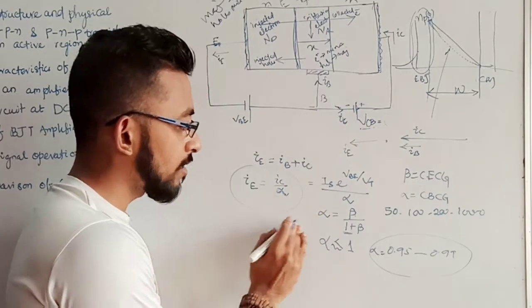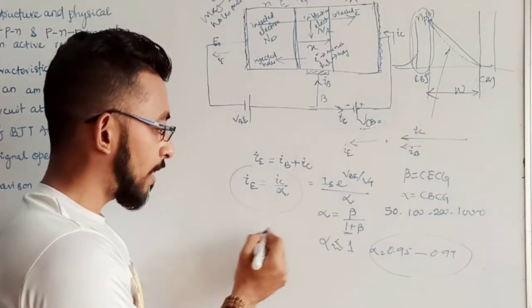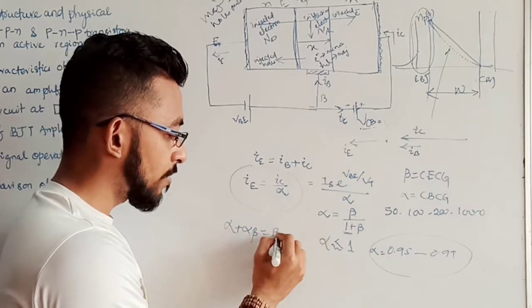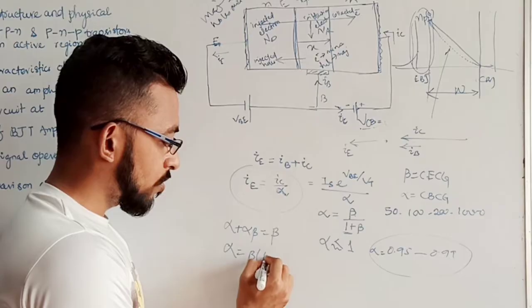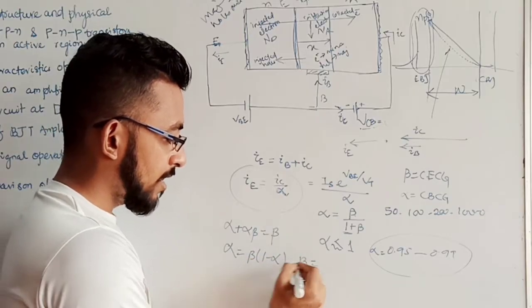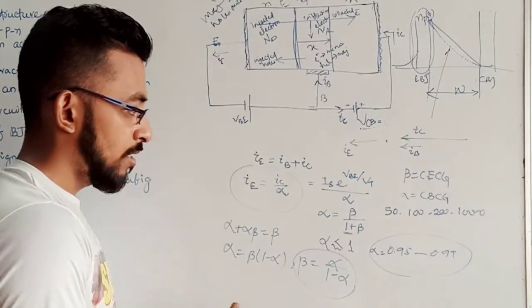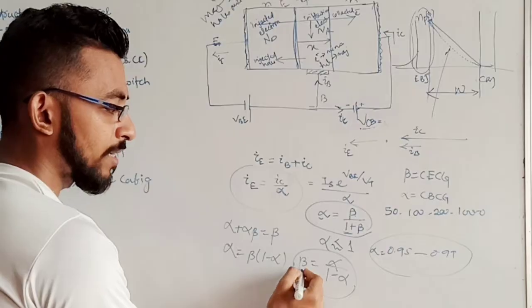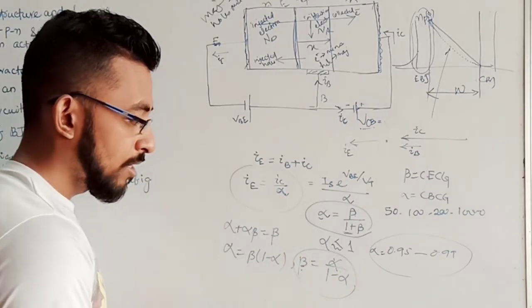Here, alpha is nothing but beta upon 1 plus beta. So how do we find the relation for beta in terms of alpha? You can cross multiply. Alpha plus alpha beta is nothing but beta. Alpha equals beta into 1 minus alpha. My beta is nothing but alpha upon 1 minus alpha. Okay, so this is the relation between alpha and beta, and conversely, between beta and alpha.